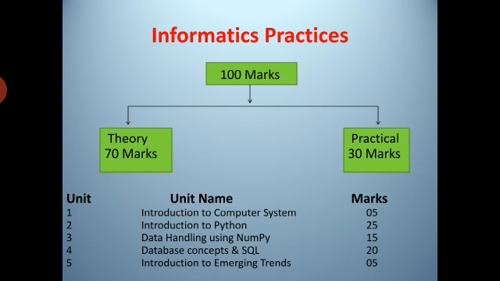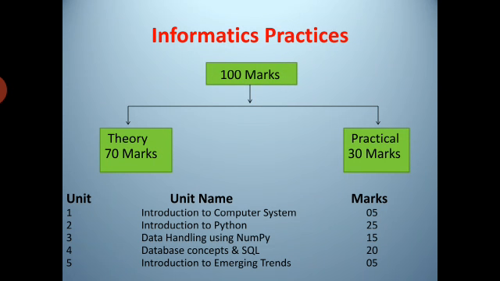Unit 1, Introduction to Computer System, is of 5 marks. Unit 2, Introduction to Python, is of 25 marks. Unit 3, Data Handling Using NumPy, is of 15 marks. Unit 4, Database Concepts and Structured Query Language, is of 20 marks. And Unit 5, Introduction to Emerging Trends, is of 5 marks.